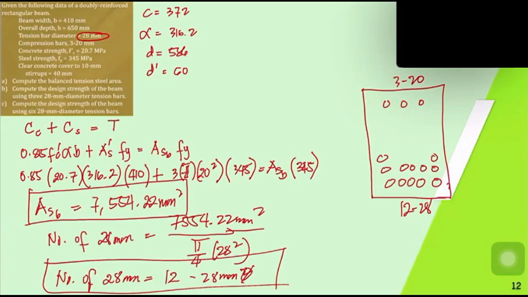Next, compute the design strength of the beam using three 28 mm tension bars. This is the design strength, or the design moment. So we have three 28 mm at the tension side, and at the top we have three 20 mm. So what is now the design strength?